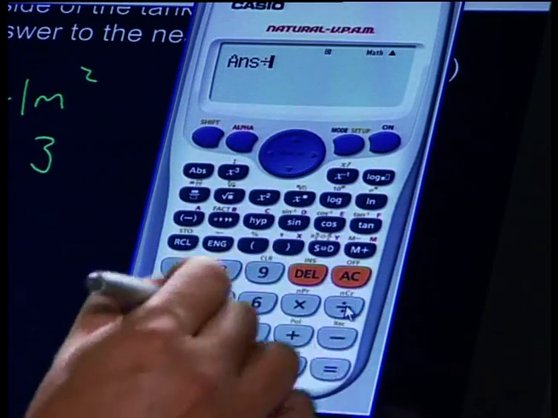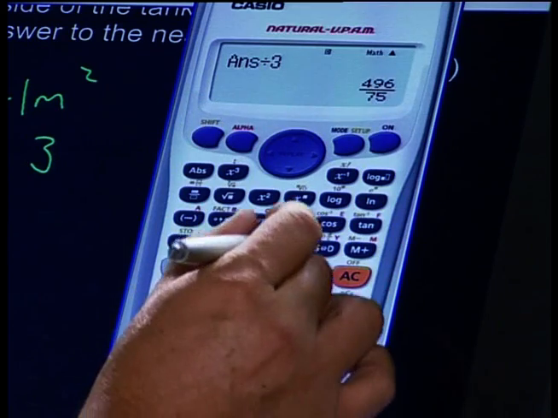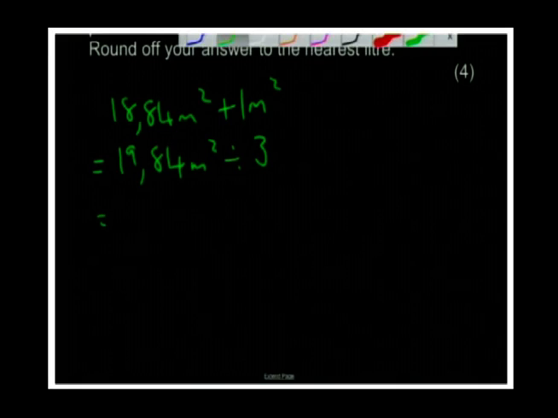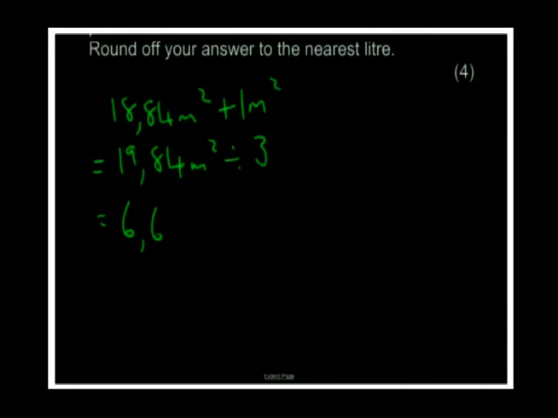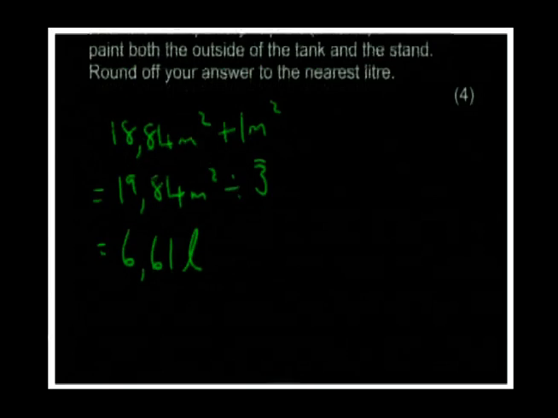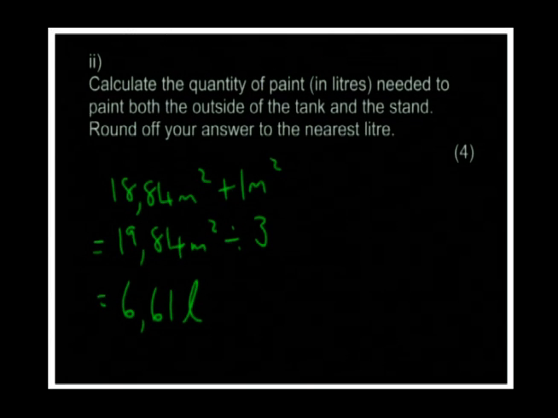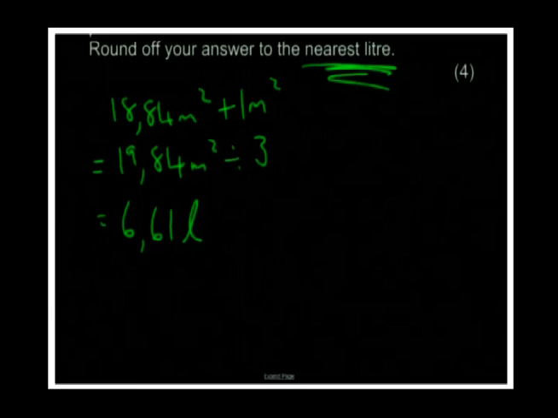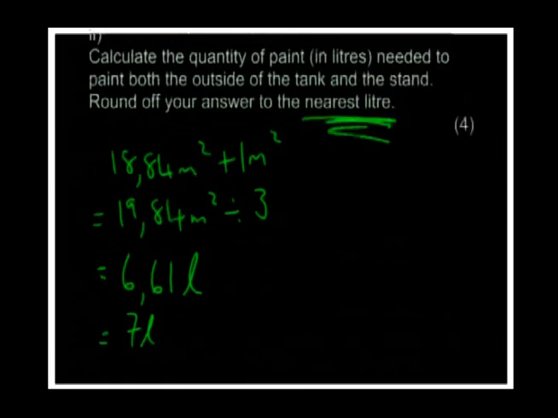I'm going to divide that now by 3, and I'll end up with 6,61 liters. So I need 6,61 liters of paint. Right. Now it says round your answer to the nearest liter. That's important, guys, because if I don't do it, I'm going to lose a mark. So I'm going to say 6,61 is equivalent to 7 liters. Right. And I've done that.